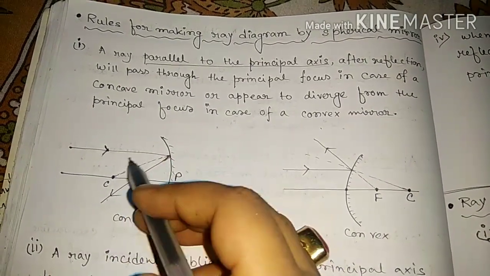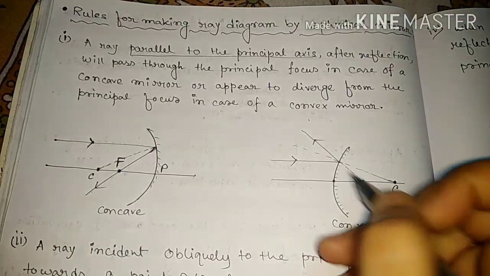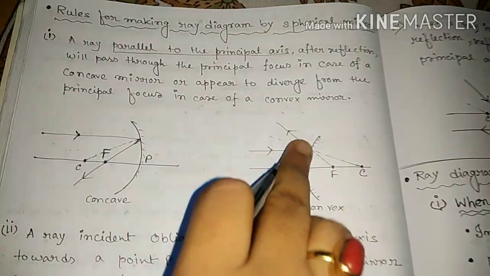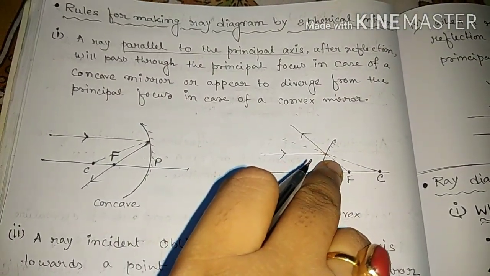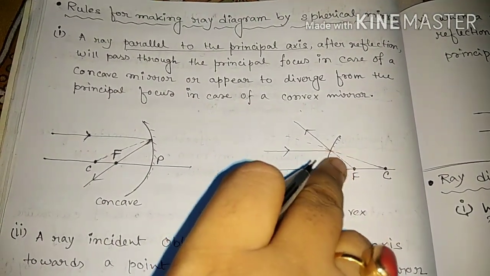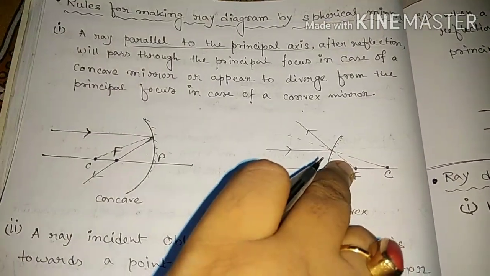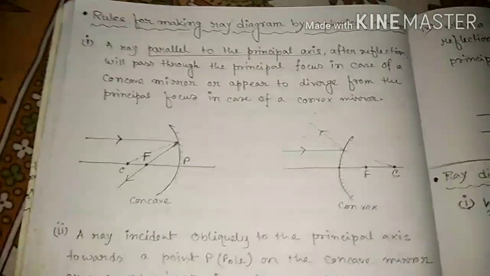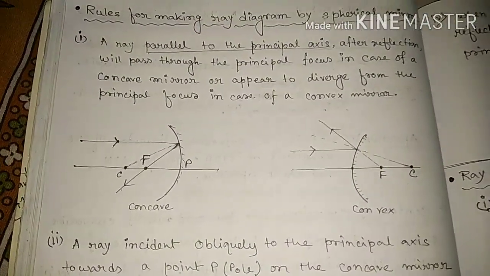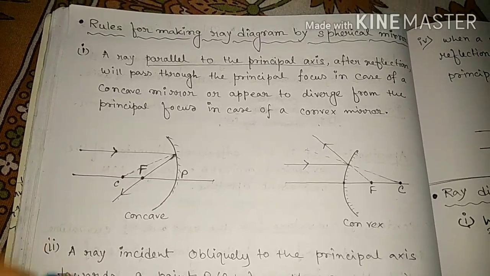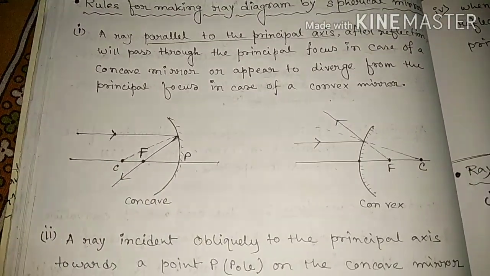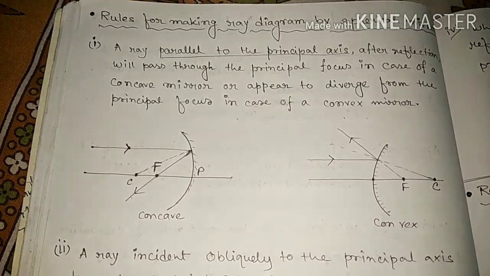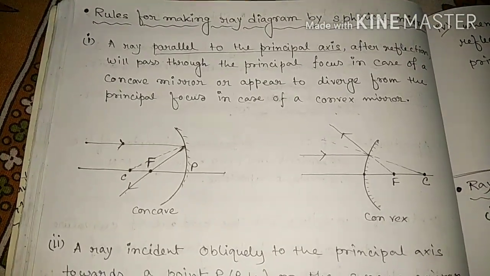In case of a concave mirror it passes through the principal focus, and in case of a convex mirror, what happens? It appears to move. That means after reflection, we draw a dotted line behind the mirror and we see that it will touch a point on the principal axis, and this point is called focus. Clear? So a parallel ray of light incident on a mirror, either concave or convex, after reflection will pass through the principal focus.